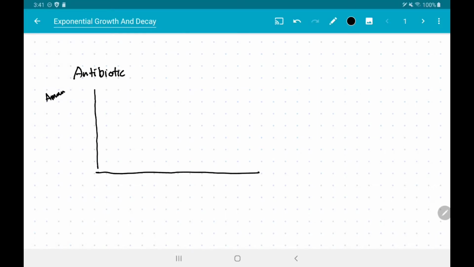So, amount of antibiotic. This is presumably something where you either take a pill or they give you an injection. And we start out at 10 milligrams, and that's at 8 a.m. Now, just to give us some intuition, the half-life is 7.5 hours.